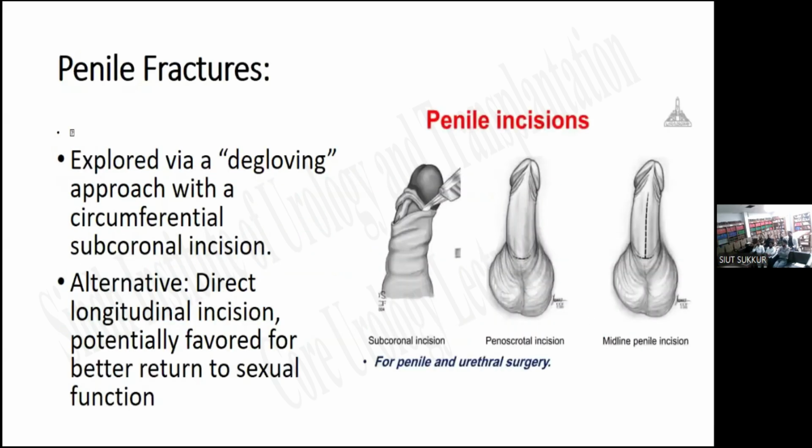Penile fractures are common. They can be explored using two approaches. There could be a degloving approach with a circumferential subcoronal incision, or we can alternatively use a direct longitudinal incision. Potentially this is favored for better return to sexual function. Who will tell about penile fracture?